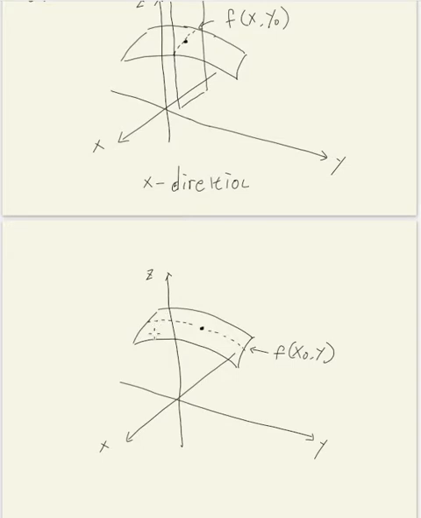And this is also the intersection of this surface and a surface that is parallel to the YZ plane. Okay, so this is the diagram for the slope in the y direction. Yeah, so the slope of this curve is the slope in the y direction.